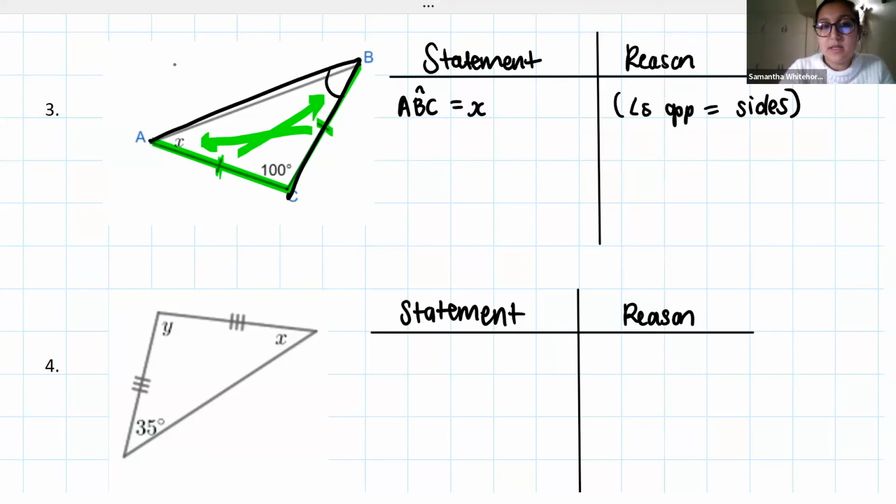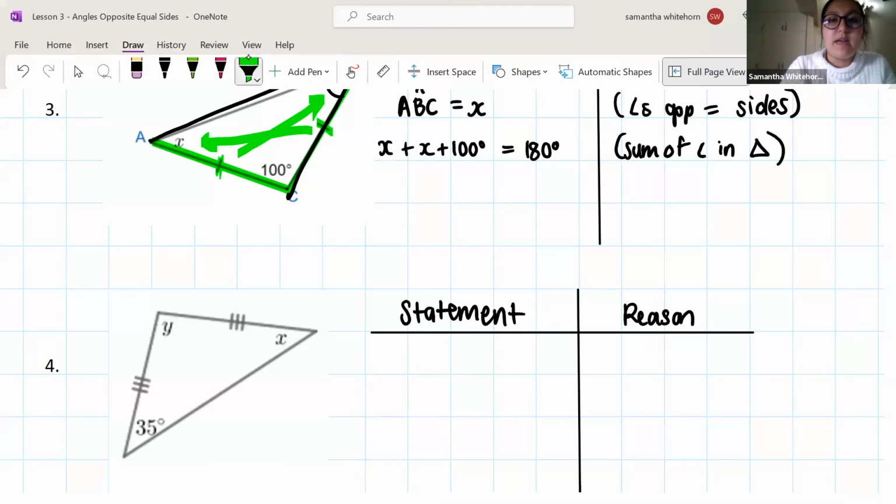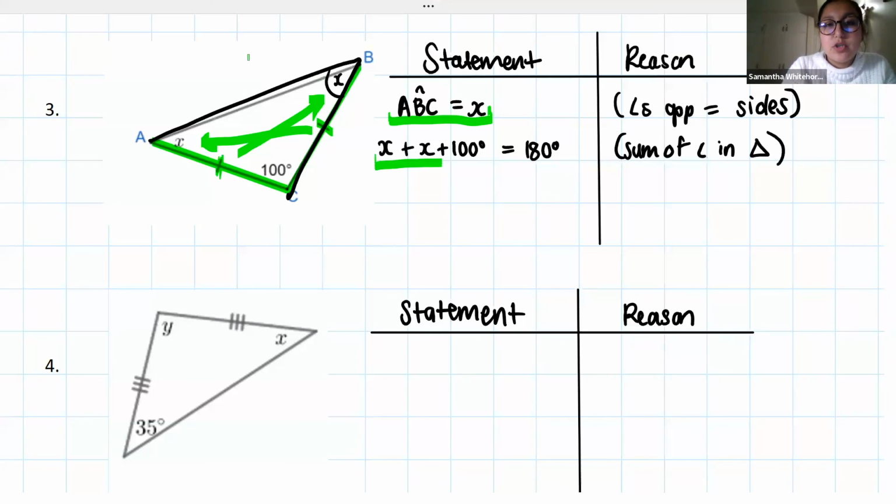You have to make that statement because your next statement is going to be the fact that x plus x plus 100 must be equal to 180 because of sum of angles in triangle. And you can only make that statement if you have made this first statement because the 2x comes from you saying that angle A and angle B are equal. So you have to make that first statement. Once you have done that though, x plus x is 2x plus 100 equals 180.